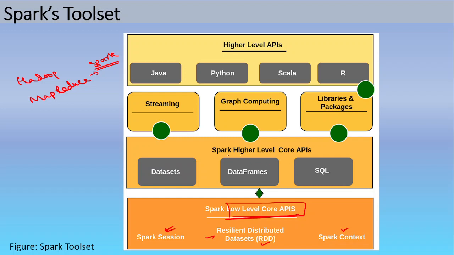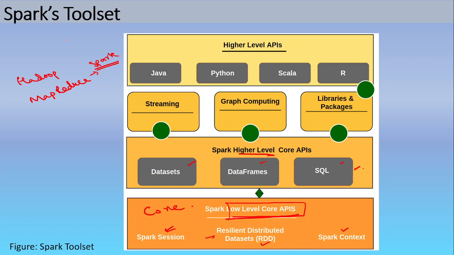Then when you are talking about a higher level than this low level, we have datasets, data frames, and your SQL language. First we need to understand what exactly the low level core API is. I call this the core API, and on top of this core API, you have these higher level APIs, for example datasets, data frames, and SQL.